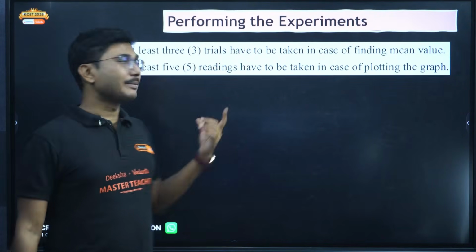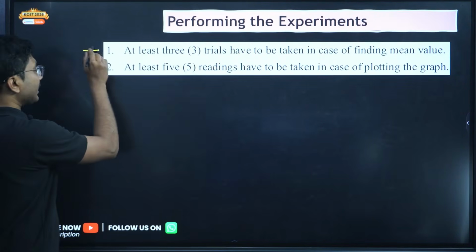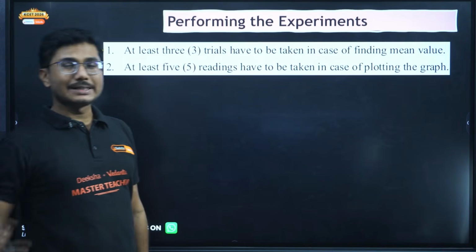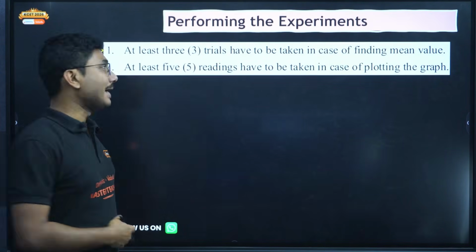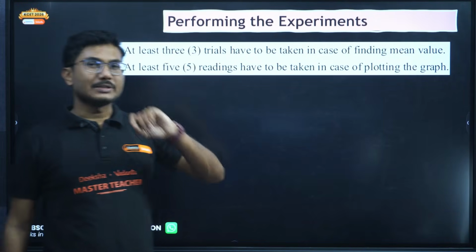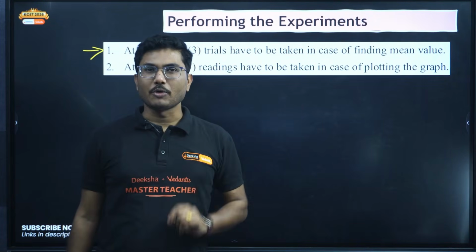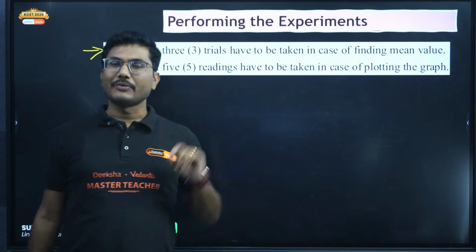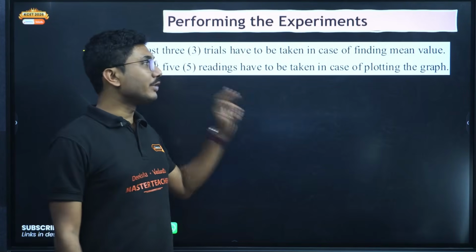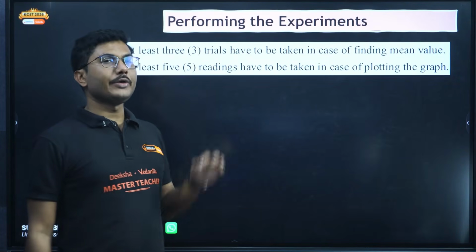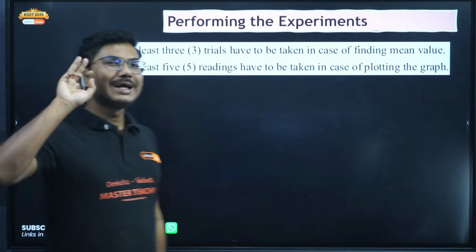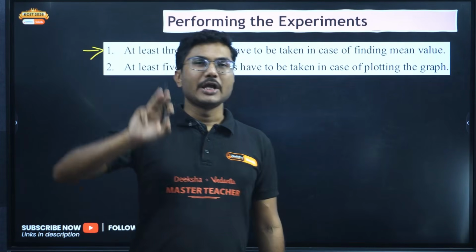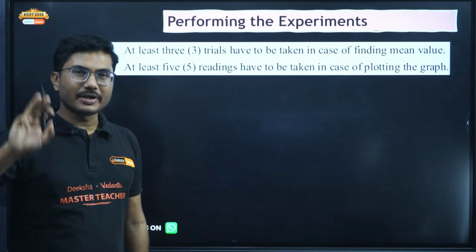Also, when you are doing the experiment, take care of these things. Otherwise you may not get the exact 4 marks for the table that you are writing. If you are doing an experiment where calculation is important and you need to take the mean value, you have to take a minimum of 3 different readings.